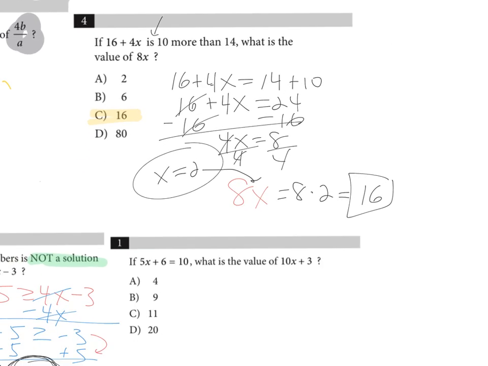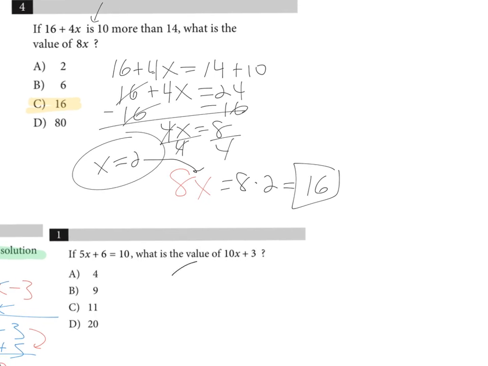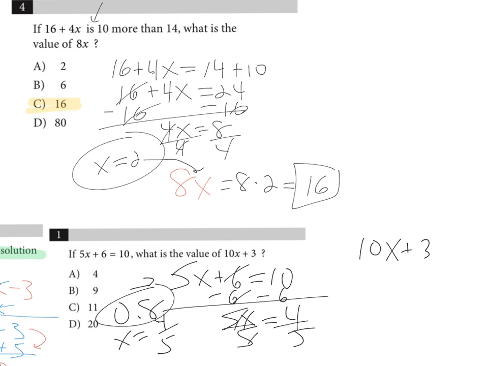Similar kind of question for problem 1. If 5x plus 6 equals 10, what is the value of 10x plus 3? Well, let's solve for x to figure out what it's equal to. So in this case here, we're going to subtract 6 on both sides. So we get 5x is equal to 4. Here we'll divide both sides by 5. So we have x is equal to 4/5, or if you want to go as 8/10 or 0.8, either way is okay. Well, the question doesn't ask you what is x, the question is asking you what is 10x plus 3. So let's substitute in x.